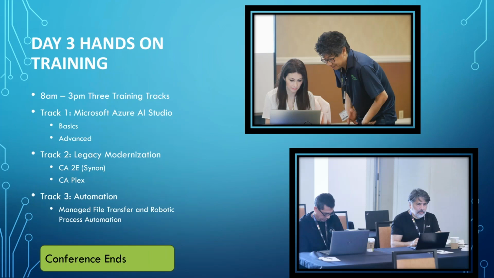Day 3 is our day of hands-on training. It runs from 8 o'clock until 3 o'clock with 3 tracks. Track number 1 being Microsoft Azure AI Studio, talking about both basics and advanced. Track 2 is our legacy modernization track for both 2E and Plex, and the third track that we're offering is on automation, and it's managed file transfer and robotic process automation. And then the conference ends Thursday at 3 o'clock. And you can hop on your flights to get home and be home Thursday night.